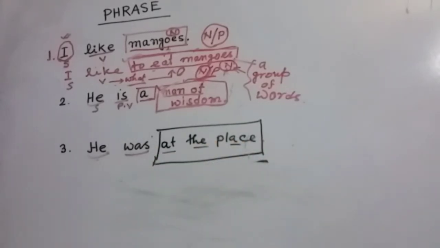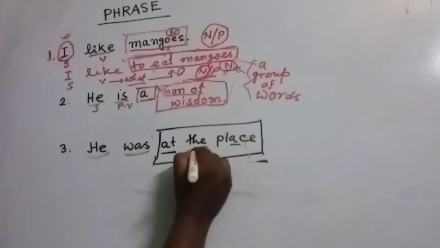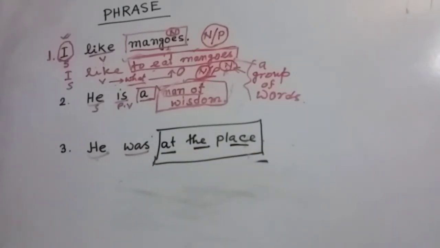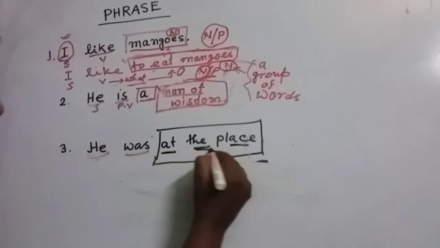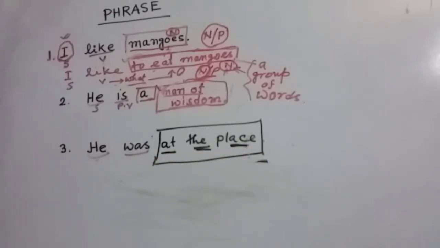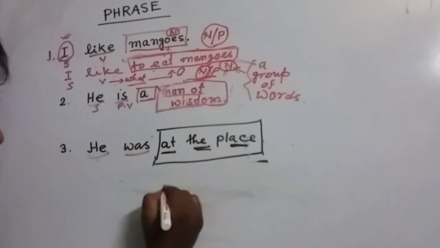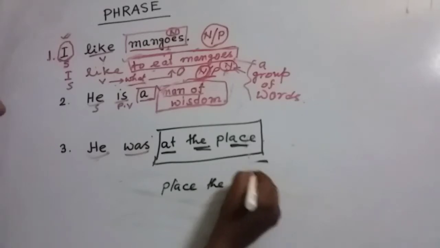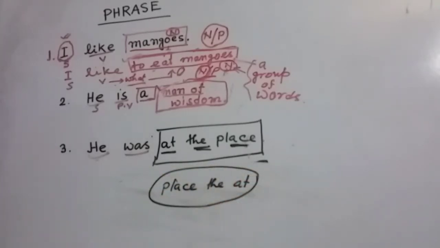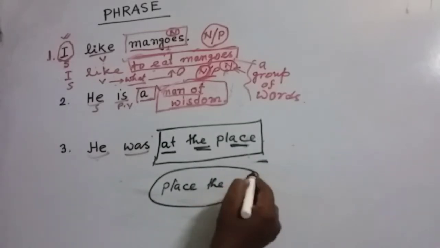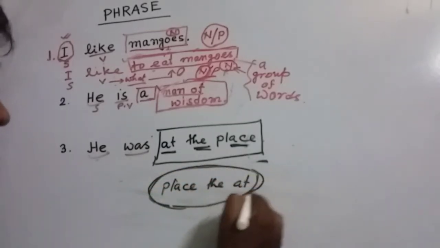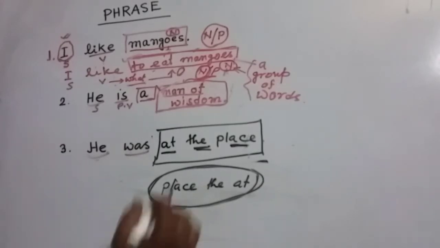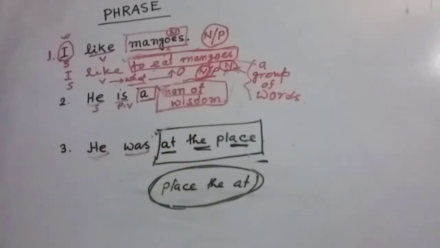The first condition is that there must be more than one word in a phrase. Another thing is that this group of words must be meaningful. Mind it, if we write down "place, the, at," it will not be called a phrase because it does not have any meaning, it does not have any sense.